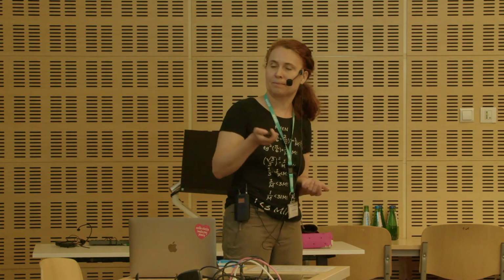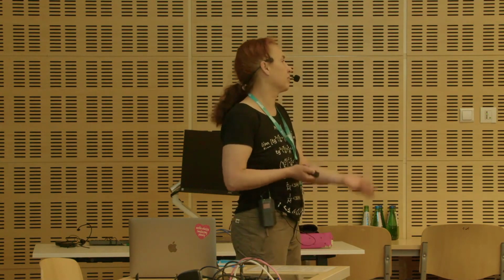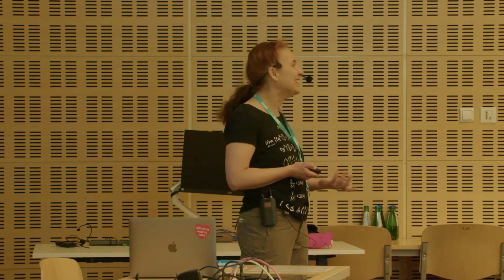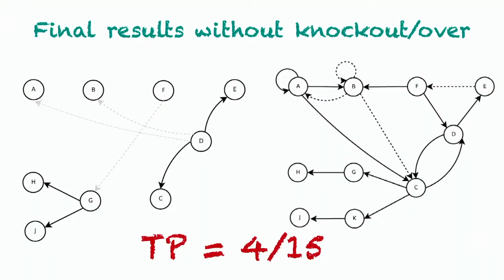What was the result? So first we start with a system of ODE describing such a network, and we also simulate a perturbation experiment. So it's really easy in ODE to simulate a knockout or overexpression. Much easier than in a living cell. And what are the final results? Without knockout and overexpression, the efficiency of the whole procedure was really poor.